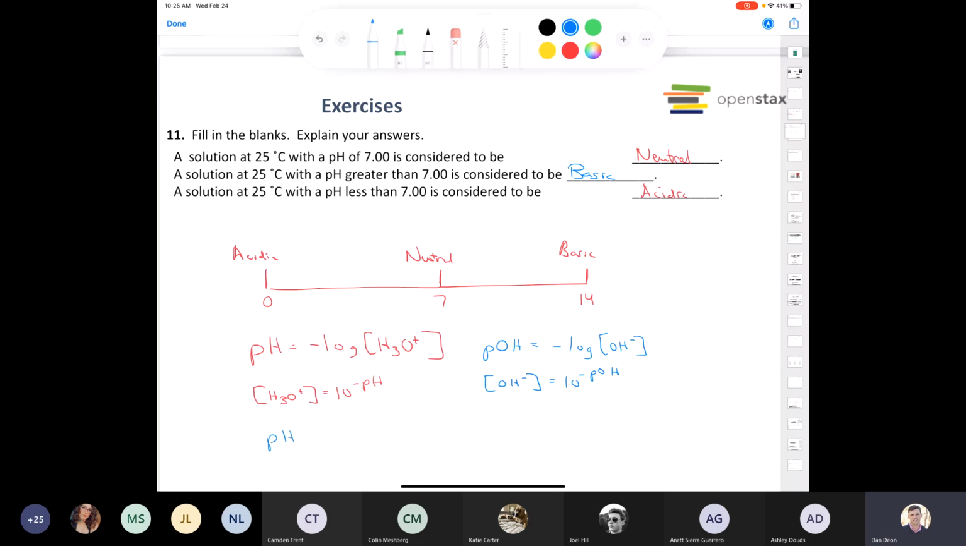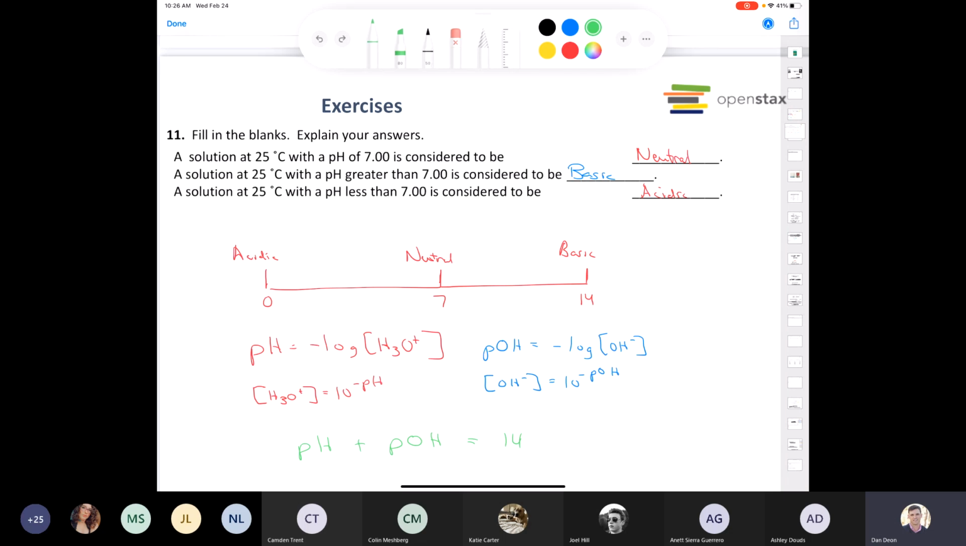And I told you that pH plus pOH equals 14.00000, however many zeros you need. All right. So with those formulas, you can get the answer to anything here.